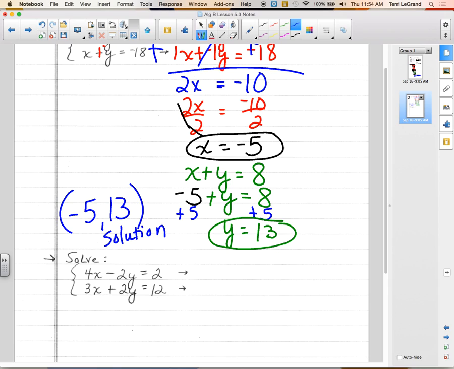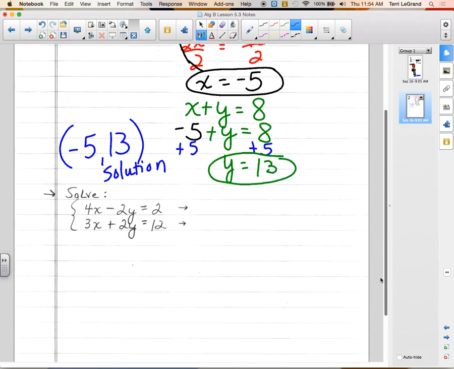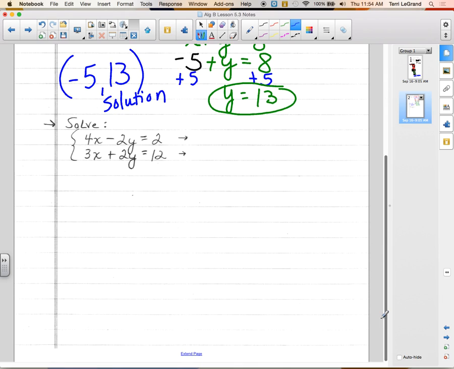Which one do you think would be the easiest for this one? This one. I think this one. We don't have to rearrange the equations at all, did we? Did we have to get the x or the y alone to graph or to substitute? So this is a pretty good way for a problem when they're both in standard form.